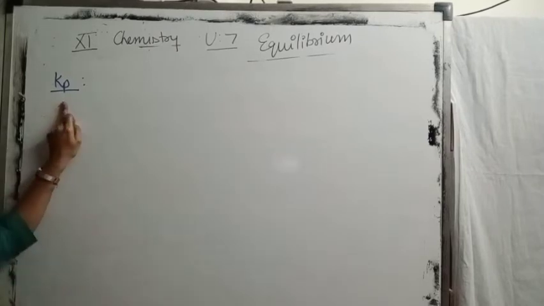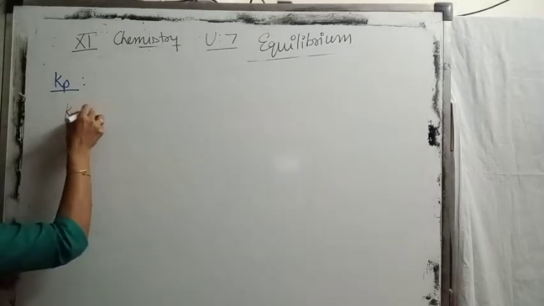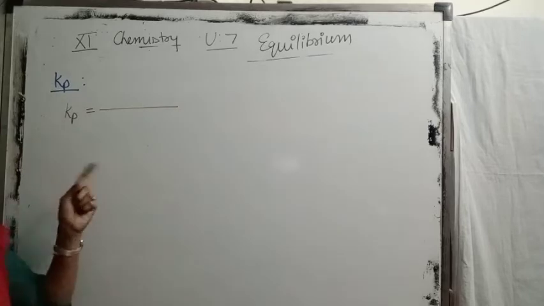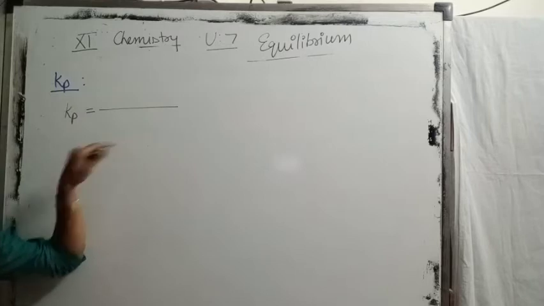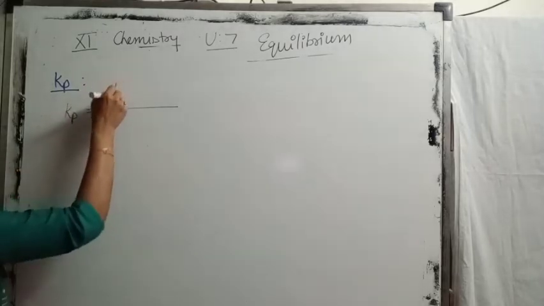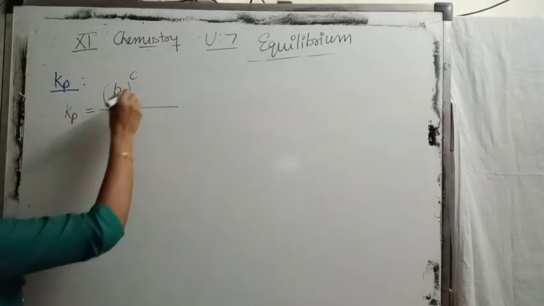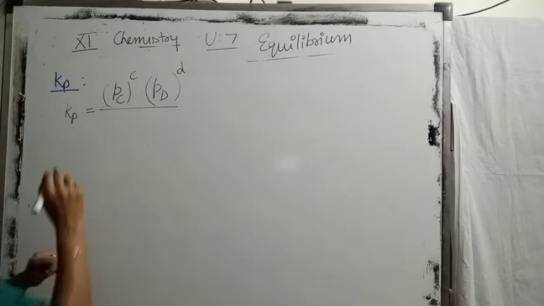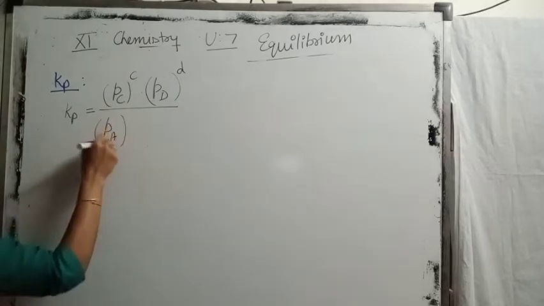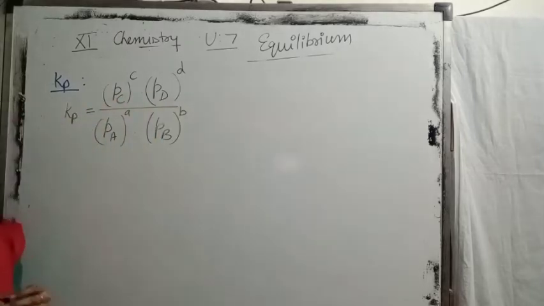Similarly, we can write the expression for Kp for the same reaction. Kp means equilibrium constant in terms of pressure. So in Kc, here we take the molar concentration of products divided by molar concentration of reactants. So in this case, we take the pressure of C raised to the power of its coefficient into the pressure of D raised to the power of its coefficient, divided by the pressure of A into the pressure of B. So this is the expression of equilibrium constant in terms of pressure.